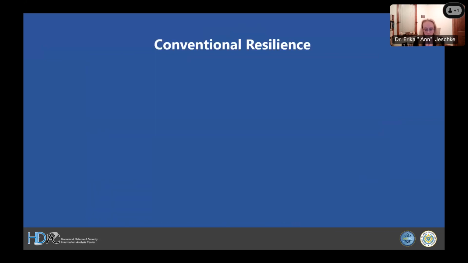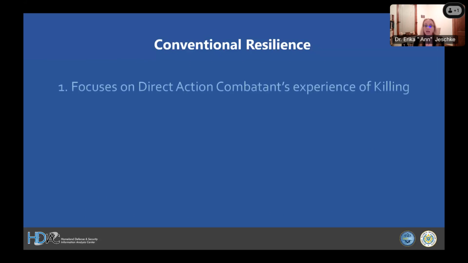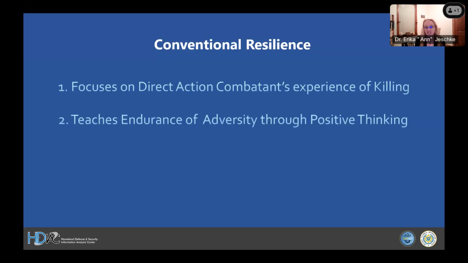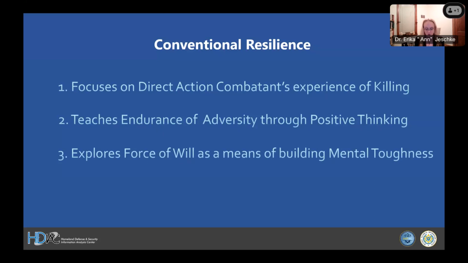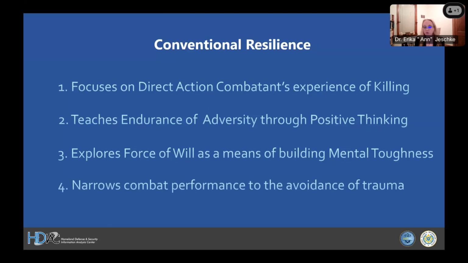When talking about conventional research, we are referring to how resilience has traditionally been understood and researched in the military since Martin Seligman developed the seminal Army Master Resilience Program. Here are a few of its main attributes. As mentioned, it primarily focuses on the direct action combatants and their experience of killing. It teaches people to endure adversity through positive thinking. It explores the force of will to develop mental toughness. And it narrows the focus of combat performance to the avoidance of trauma.